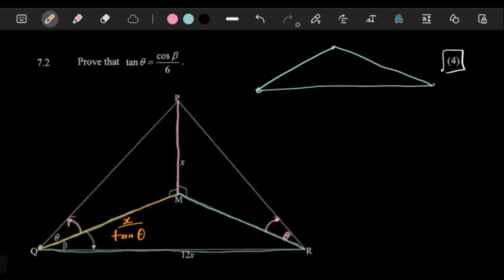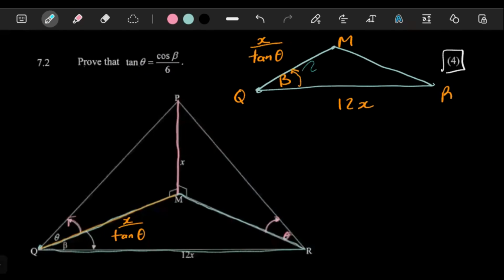So here, this is going to be QM, this is R, and then this is 12x, and then this is x over tan theta. Like that. And then this is beta. What else do we need? We have an angle here, we have a side, and we have a side. And they're asking us to come up with this expression. So you don't need to overthink it.